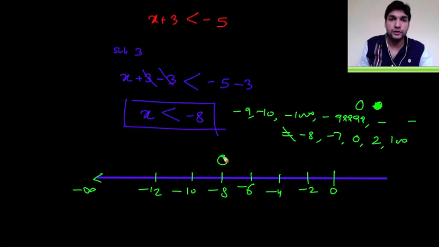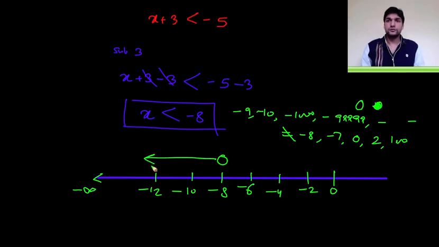So we will put a hollow circle, a circle which is not filled up, and then we'll draw a line with an arrow. And now we will plot what all values can our x have. Then show it here.